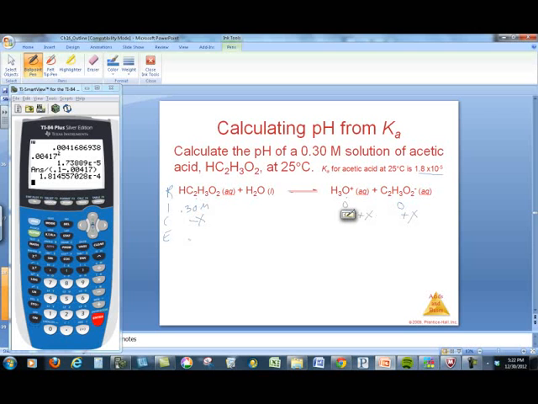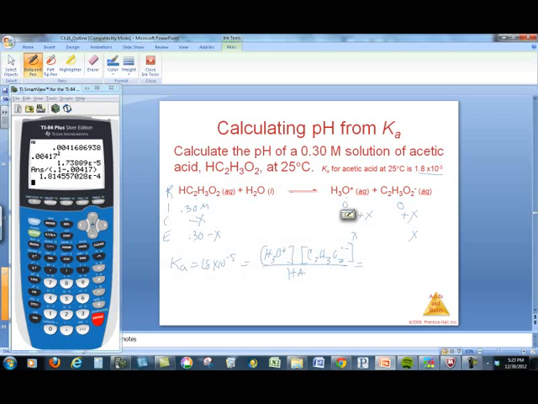So my equilibrium amount is 0.3 minus X, and here it's going to be X, and here it's going to be X. Okay, so I can say that my Ka, which I know, which is 1.8 times 10 to the minus 5, is equal to my hydrogen ion, or hydronium, times my acetate, over my acid.